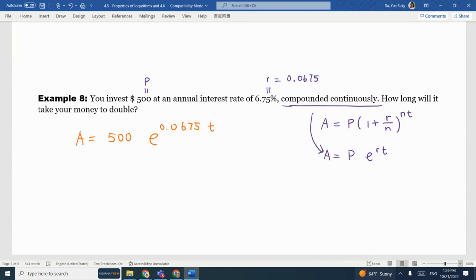Okay, and now what are we doing? We want to find how long. How long means find the time t such that the amount at that time equals double the amount. Double the amount means, well, your initial amount is 500. When you double it, you get 1,000. Yes, everybody? So we want to find the time t such that A of t, so A is a function of t, A of t equals 1,000.